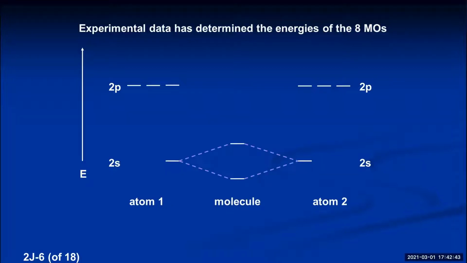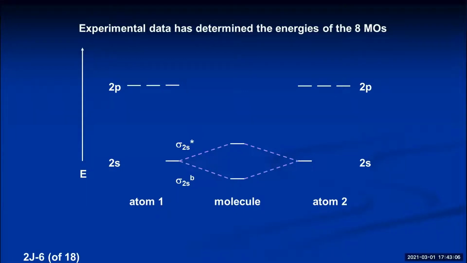First, the 2s's combine to form a sigma 2s bonding and a sigma 2s antibonding. The sigma 2s bonding is the lower orbital energy. The sigma 2s antibonding is the higher. These two orbitals will always be lower than the molecular orbitals that come from the 2p's. So these are the first two orbitals ever to fill in a diatomic molecule.